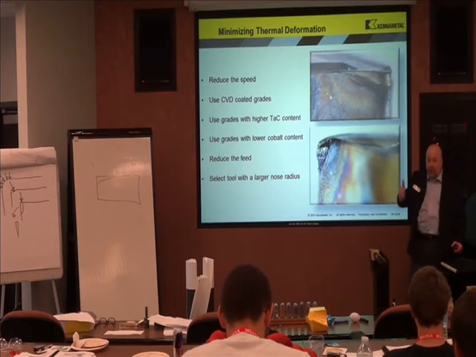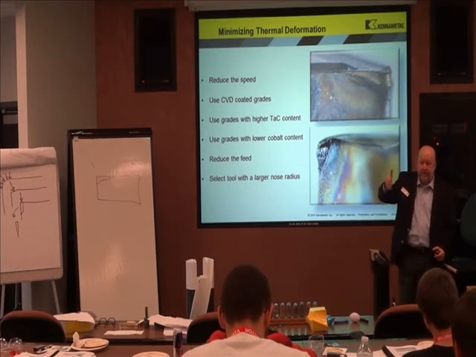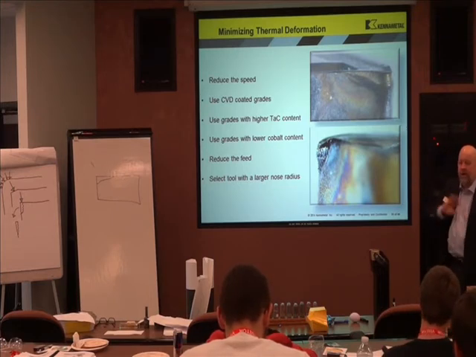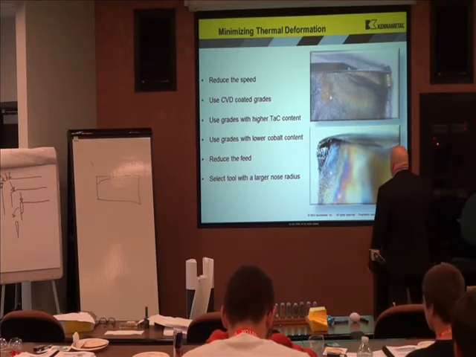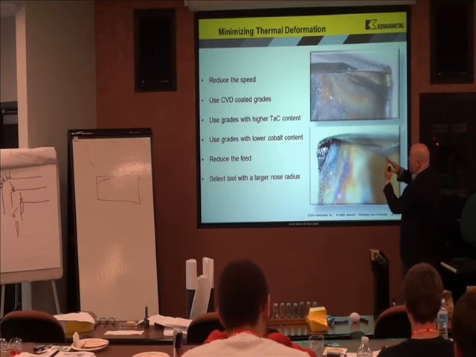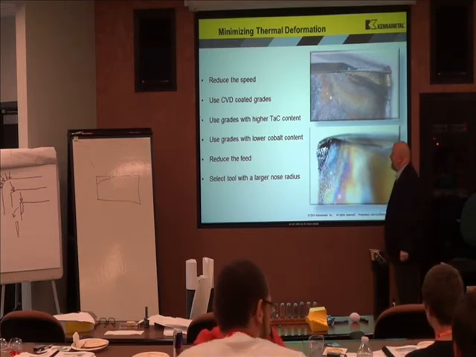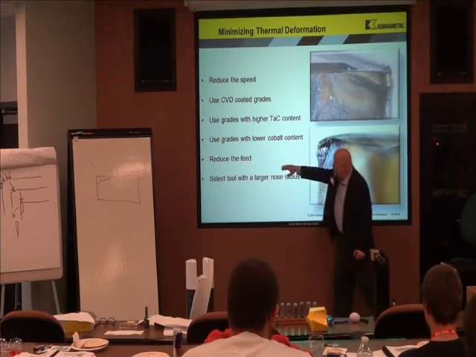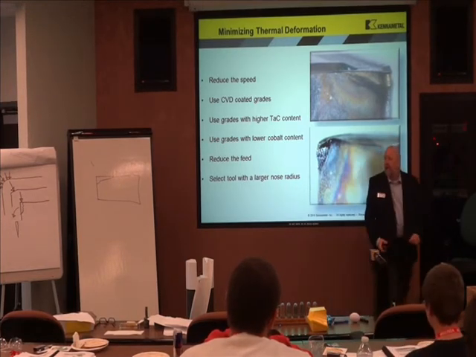The only thing you do, go to a harder grade of carbide. It'll take more heat. You could slow it down, but I hate slowing anything down. I could use a sharper geometry to reduce the amount of heat and pressure at the shear zone. I don't like reducing my feed. That slows things down.